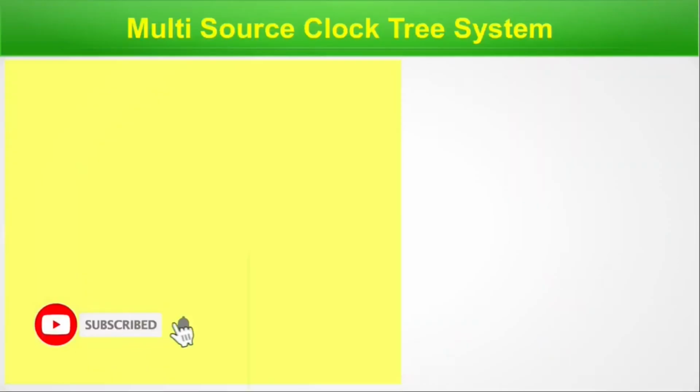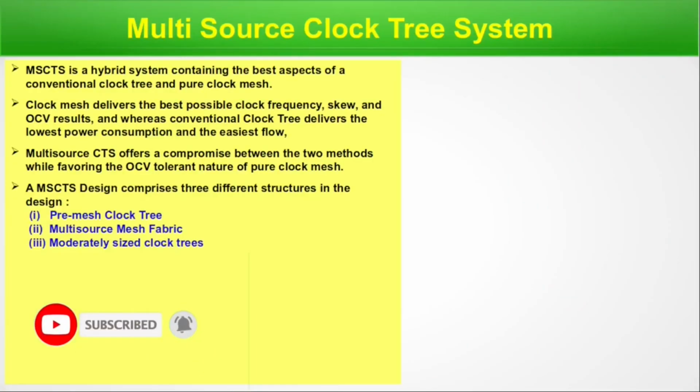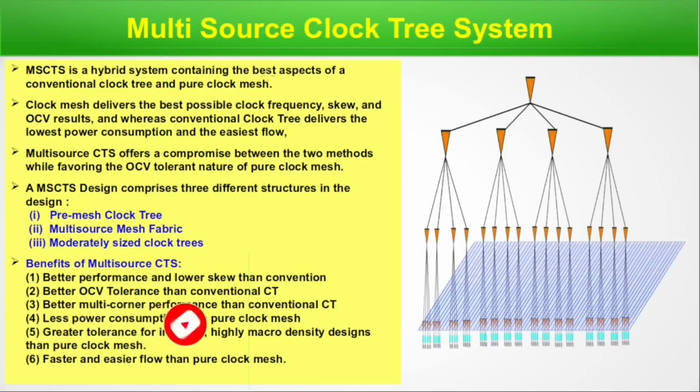And now finally, multi-source clock tree system. MSCTS is a hybrid system containing the best aspects of a conventional clock tree and pure clock mesh. Now, clock mesh delivers the best possible clock frequency, skew, and OCV results, whereas conventional clock tree delivers the lowest power consumption and the easiest flow. So, multi-source CTS offers a compromise between the two methods while favoring the OCV tolerant nature of pure clock mesh.